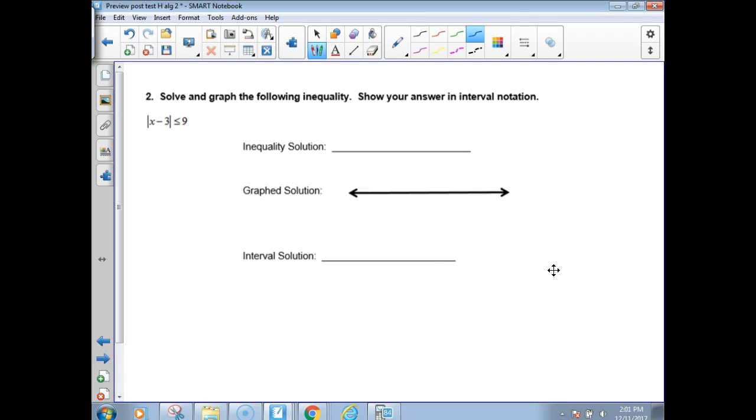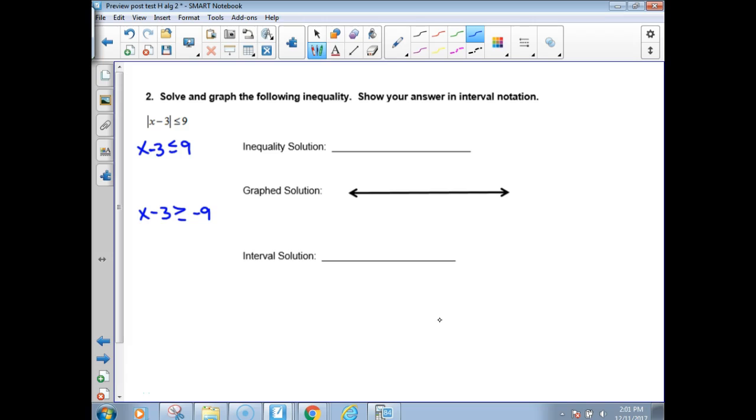Okay. Number 2 says solve and graph the following inequality. Show your answer in interval notation. You should set this up into 2 separate equations. x minus 3 is less than or equal to 9 is the first one. The second one is x minus 3 is greater than or equal to -9.